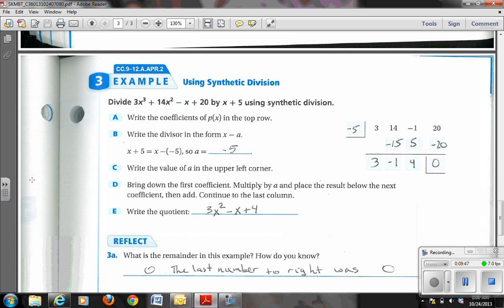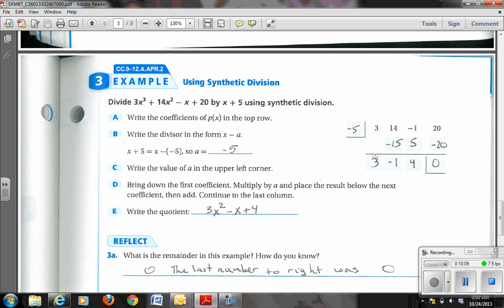So here I have a cubic. I pull the coefficients 3, 14, minus 1, and 20. Make sure it is a -1 there. Don't forget your minus sign. We're dividing it by x plus 5. So remember, the factor is x plus 5. The root of that factor is -5, the thing that you need to plug in for x to make it 0. So that's -5. So we put the -5 in the box.